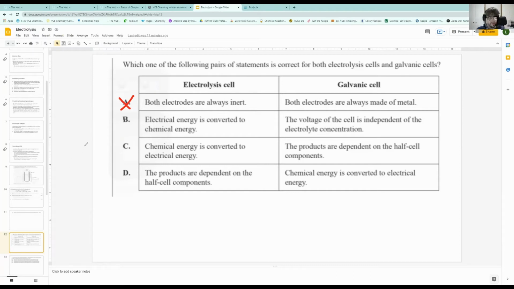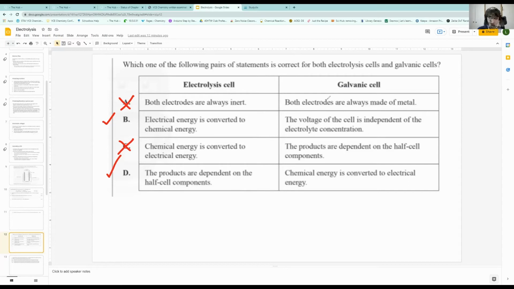Electrical energy is converted to chemical energy. That sounds pretty good. We're getting the energy from the power source and we're making higher energy, so less stable chemicals that might be able to do stuff later. Chemical energy is converted to electrical energy. No, that's a galvanic cell. The products are dependent on the half cell components. That kind of makes sense. Like the chemicals that are there determine what products you get out at the end. I don't know why this wouldn't make sense. So that's fine right now.